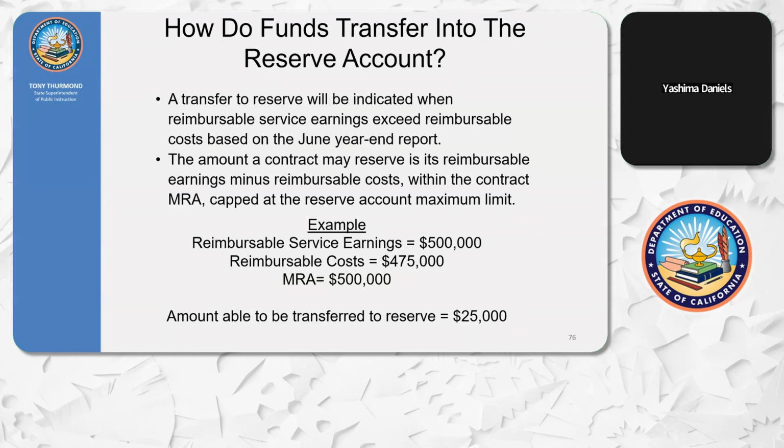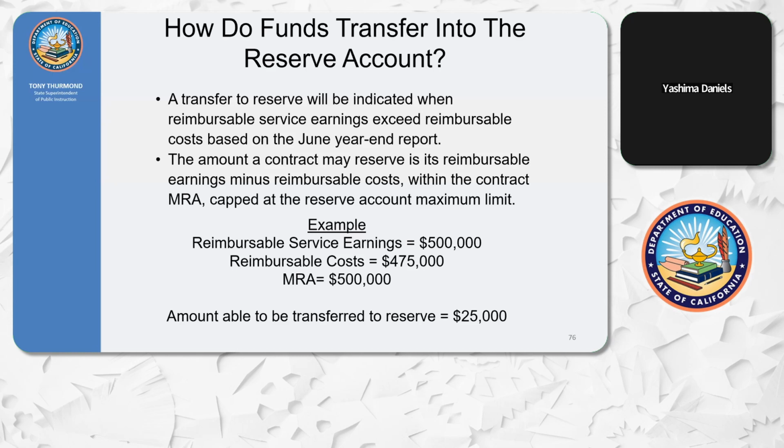So here we have an example. For this contractor, the reimbursable service earnings are $500,000. The reimbursable costs are $475,000, and they have an MRA of $500,000. The amount able to be transferred to the reserve would be $25,000, and that is the difference between the reimbursable service earnings of $500,000 and the reimbursable costs of $475,000, not to exceed the contract MRA.